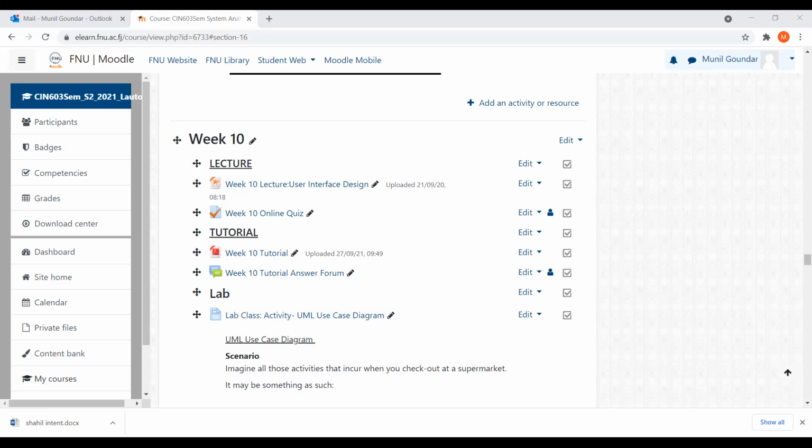Last question. What are some potential benefits and problems of prototyping?